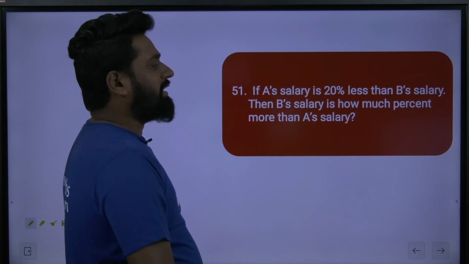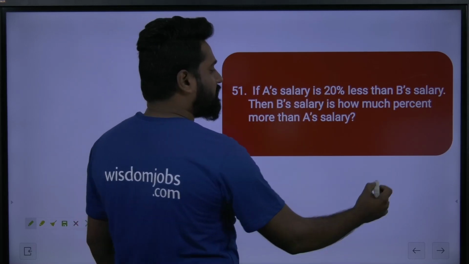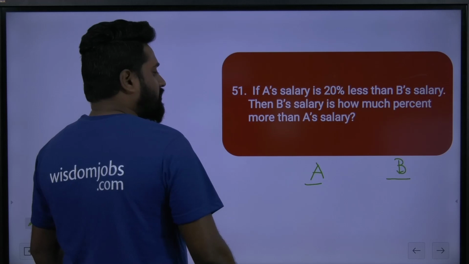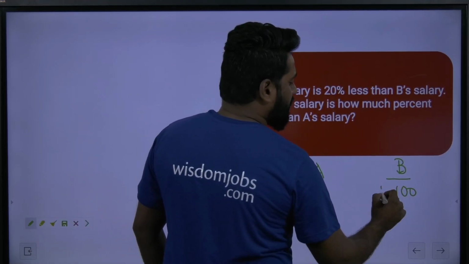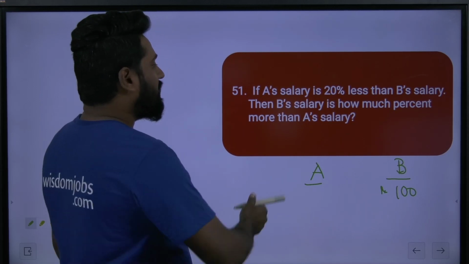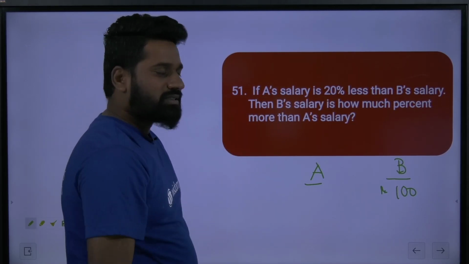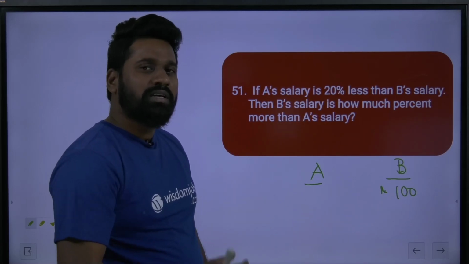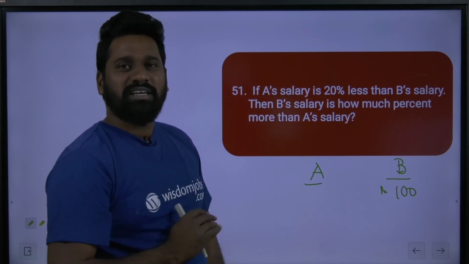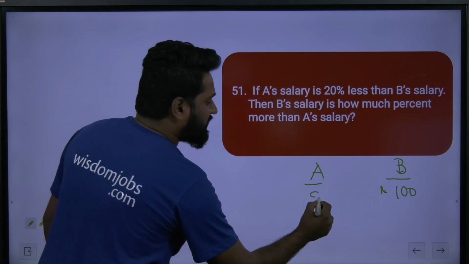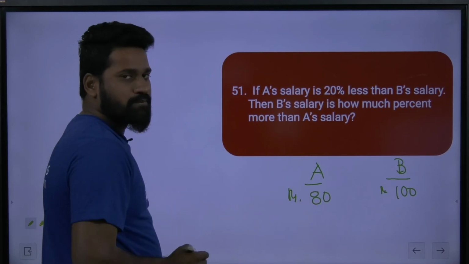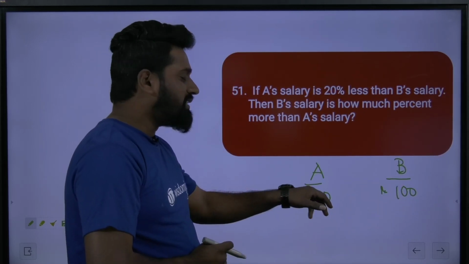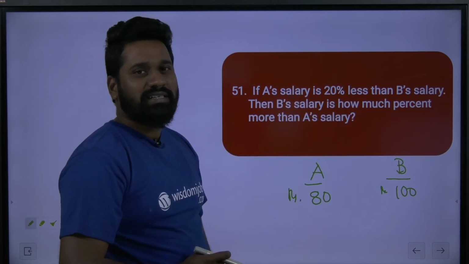First, A's salary is 20% less than B's salary is given. Suppose I am taking B salary and this is A salary. So B salary is suppose 100 rupees for example. B is getting 100 rupees but A's salary is 20% less. So 20% of B becomes how much? 20% of 100 becomes how much? 20. The 20 rupees less is given. So 100 minus 20, here A's salary is only 80 rupees. Is it clear? B's salary is 100 rupees, we are considering, then A's salary becomes 80 because 20% less is given.